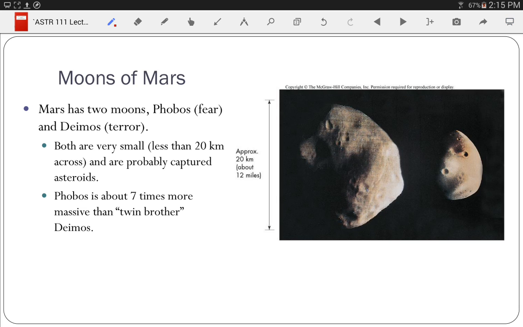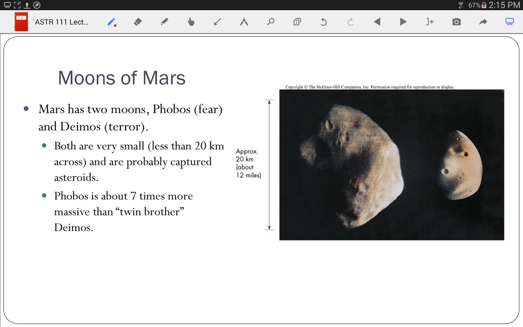So, like the size of Lincoln, maybe? I was going to say Nebraska, but yeah. I'm not going to go anywhere there. Okay, so we're talking some pretty small rocks, really, in the global scheme of things.